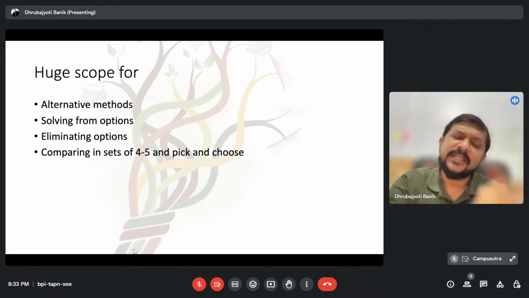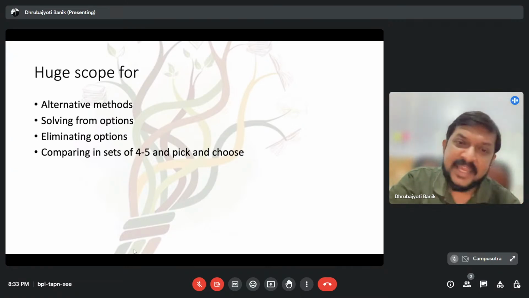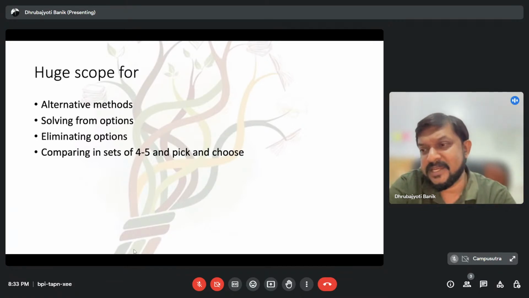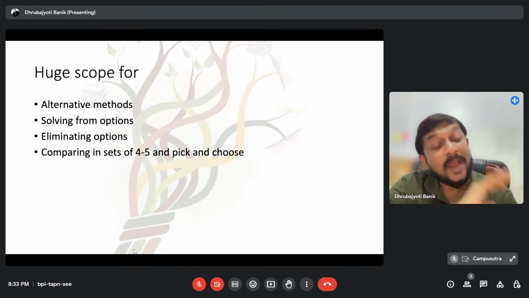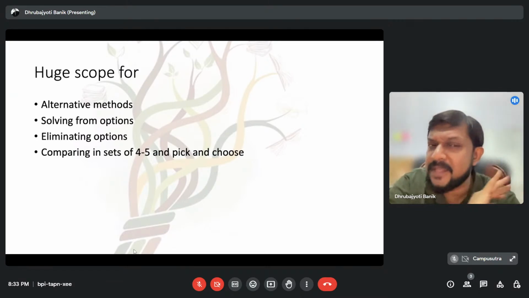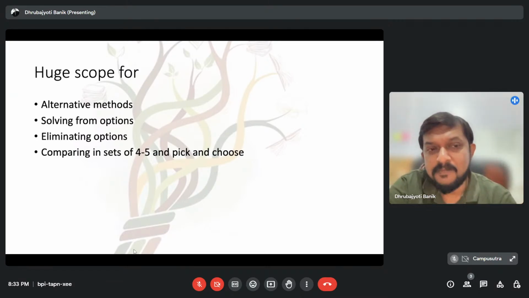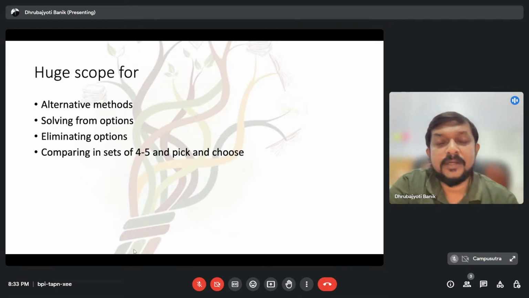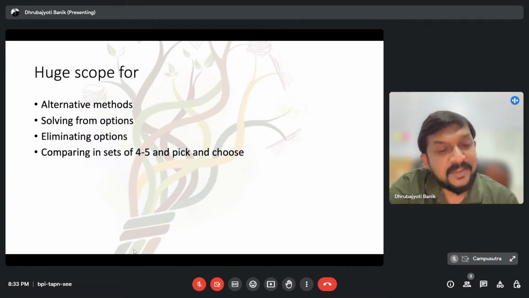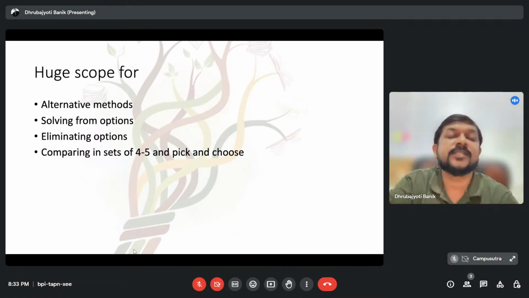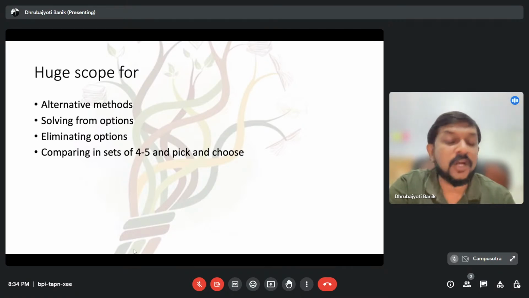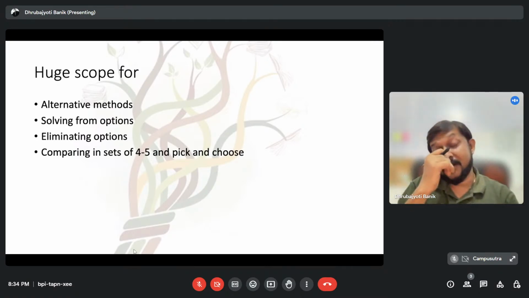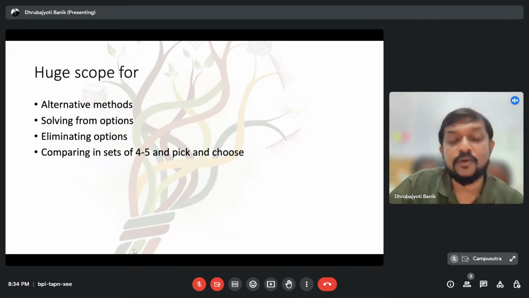You have to do this in LRDI also. I am not saying that in LRDI you don't do that, but in quant it has got immense scope. There is immense scope for alternative methods, solving from options, eliminating options, so far as this section is concerned. Therefore just make sure that whenever you are preparing, you do that.